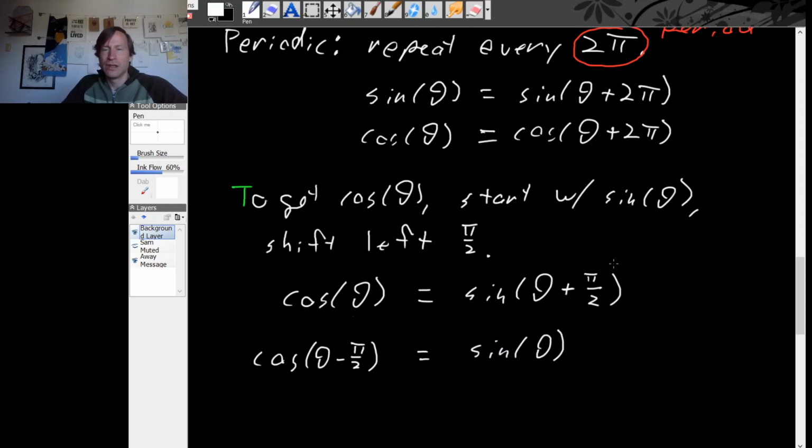Okay. So just by looking at the graphs of sine and cosine, we can actually figure out some interesting properties of sine and cosine. We found their domain and range. We noticed that they're periodic with period 2 pi. And we noticed that sine and cosine are actually related. They're just shifts of each other.